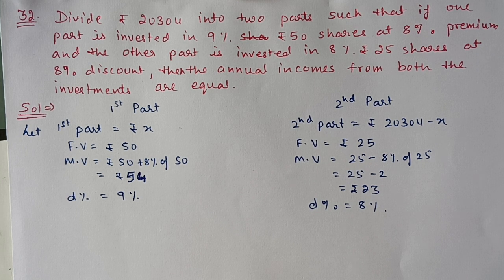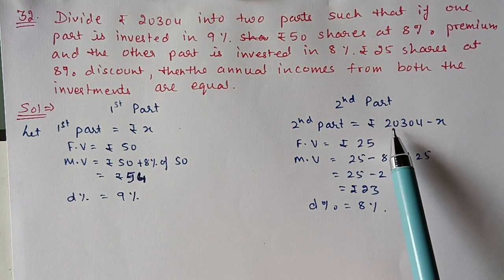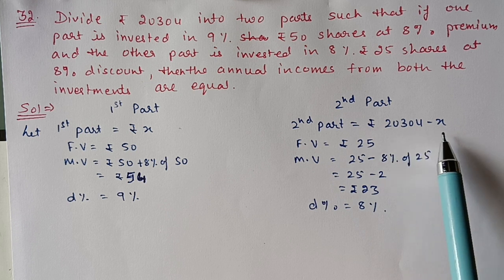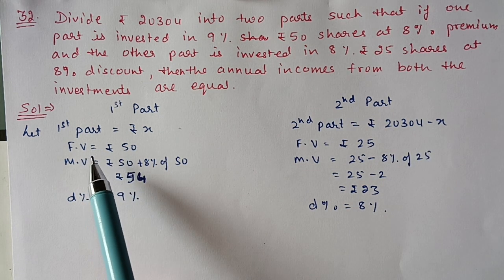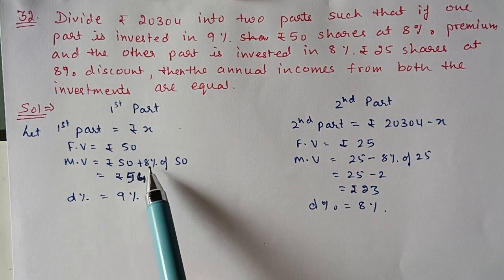Divide 20,304 into two parts such that if one part is invested in 9%, rupees 50 shares at 8% premium, and the other part is invested in 8%, rupees 25 shares at 8% discount, then the annual income from both the investments are equal. So here we will take, let first part investment be x rupees and the second part investment be 20,304 minus x.